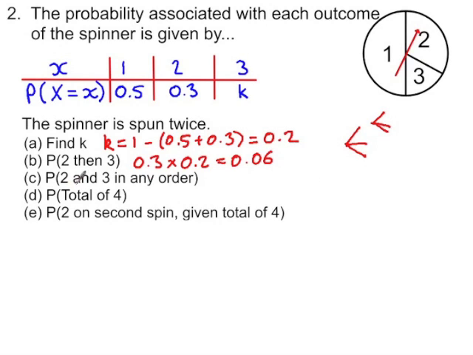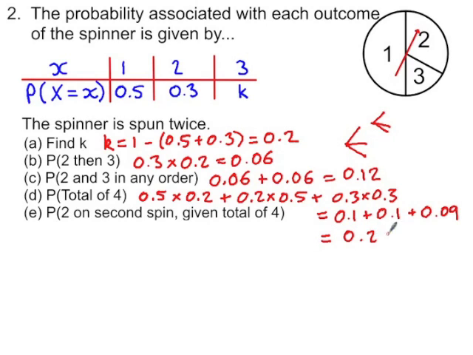Probability of a 2 and a 3 in any order, it's the answer to the previous part plus 0.06, so 0.12. Probability that we get a total of 4, we could have a 1 followed by a 3 followed by a 1, or a 2 followed by a 2, 0.29.